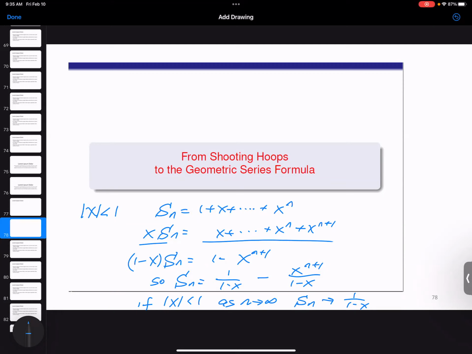We really want to distinguish between a necessary condition and a sufficient condition. If the terms are tending to zero, there's a chance the sum will converge. It's necessary for convergence for the terms to tend to zero. It is not sufficient. And we'll see that shortly later today.